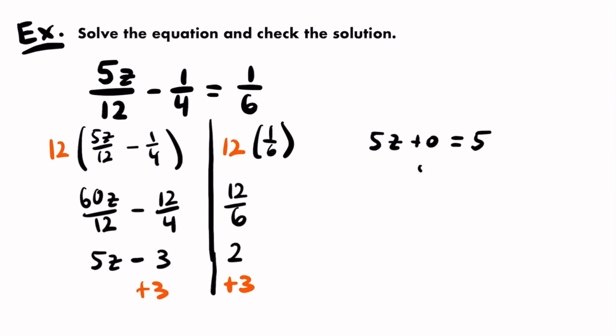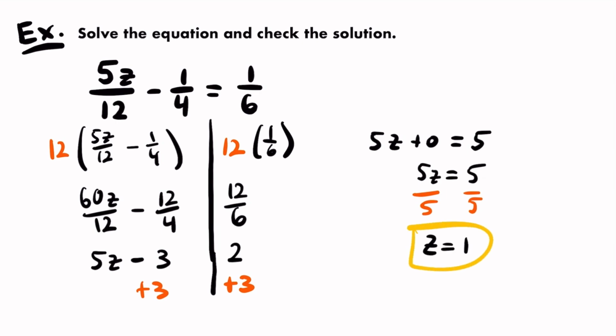And so what we have here is 5z equals 5, and so we can solve for z by dividing both sides by that coefficient of 5. So dividing both sides by 5, 5 divided by 5 is 1, so we have 1 times z, which is z, and then again, 5 divided by 5 is 1. So we get z equals 1. That is the solution to this equation. Or at least that's what we found it to be.